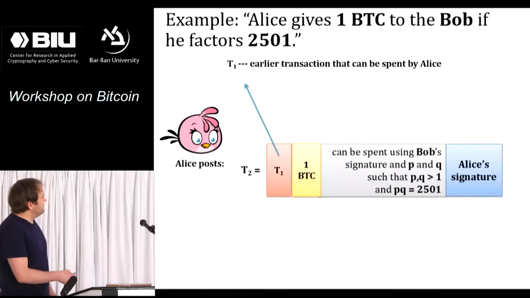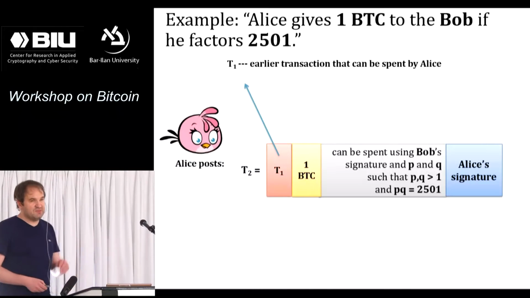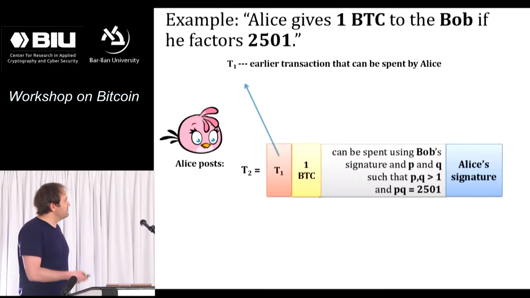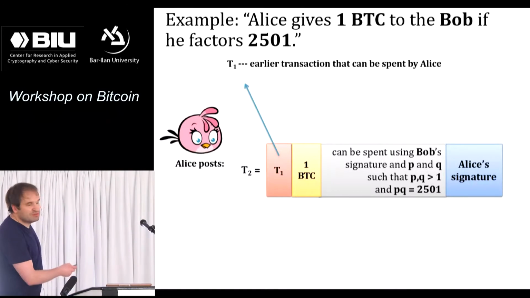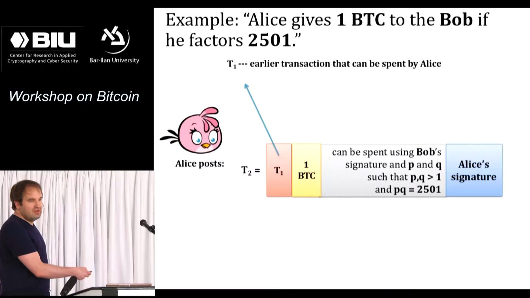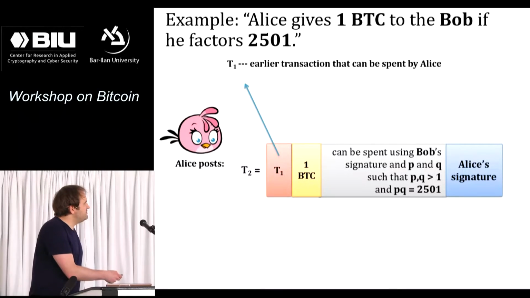Okay, so suppose there is some earlier transaction. It's a standard transaction that can be spent by Alice. So if I'm Alice and I want to spend T1, I just have to produce some transaction that has Alice's signature, right? But then I can put any condition I want here, and the condition is that it can be spent using Bob's.